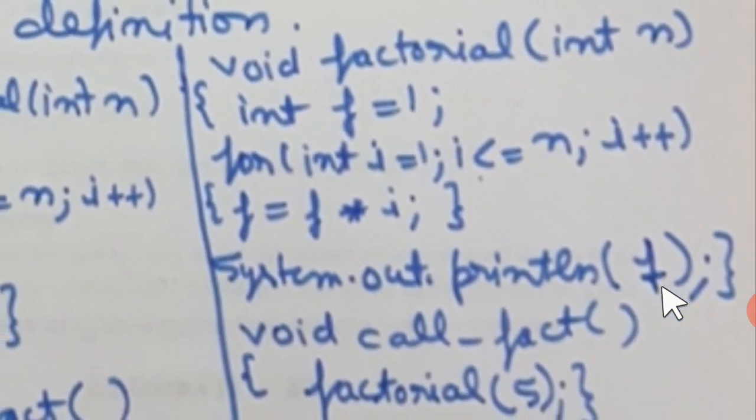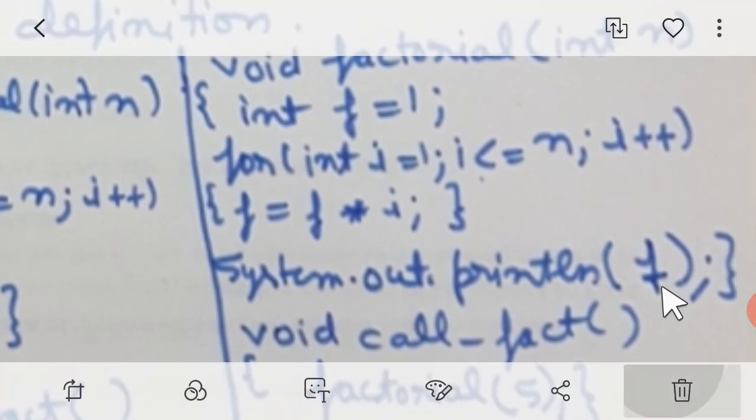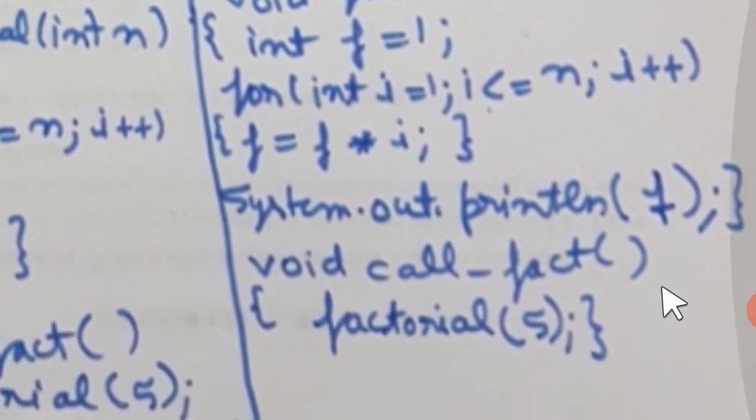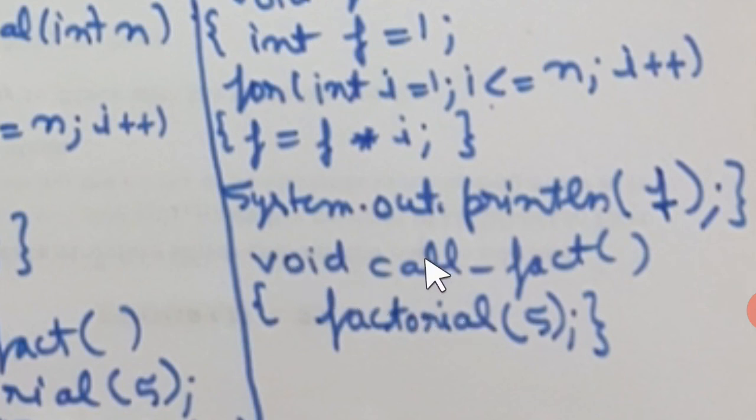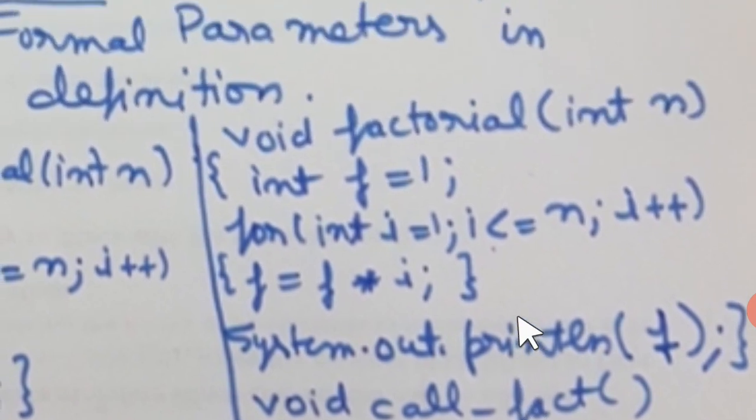Now you can see here, students, after that we call this factorial function through another function, void call_fact, parenthesis, factorial(5). So when I pass 5, automatically it's going to print the factorial of 5, which is going to be 120. Is that clear? Now students, factorial will be 120.